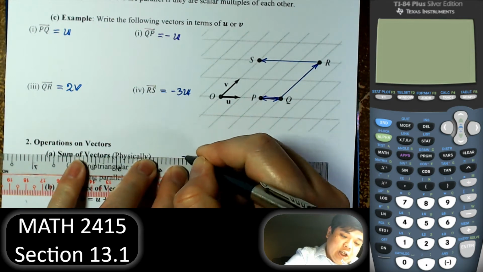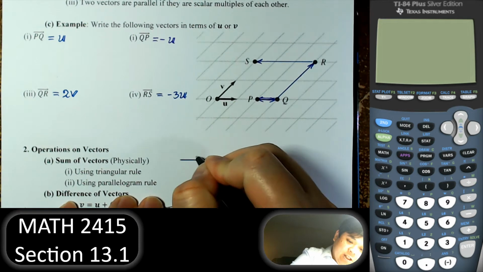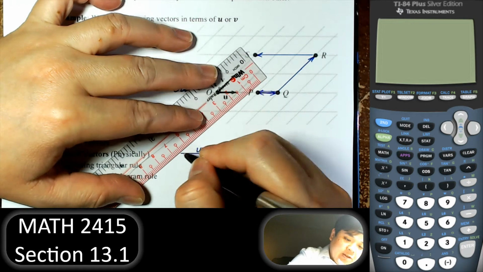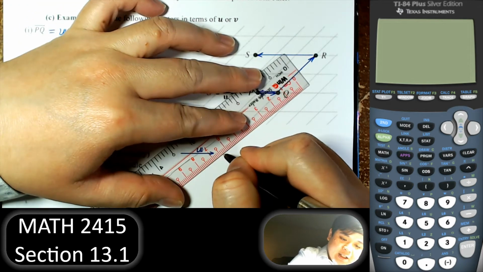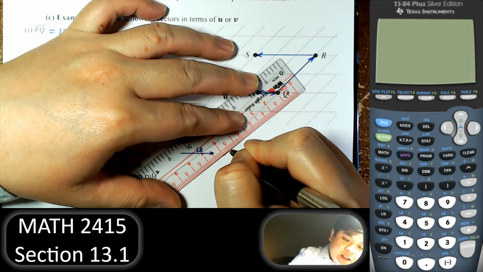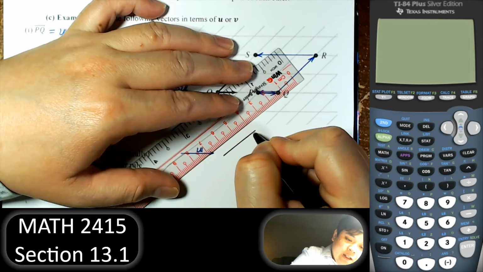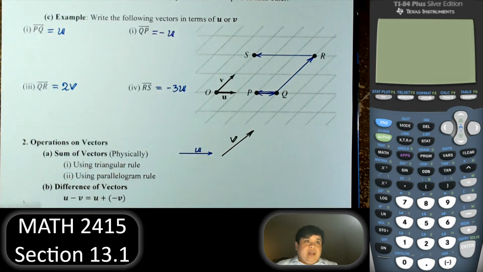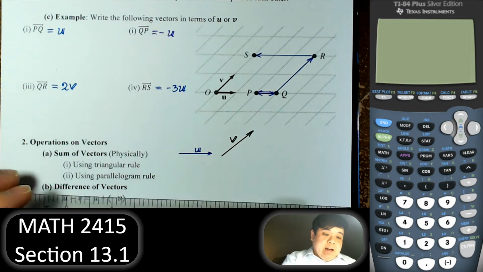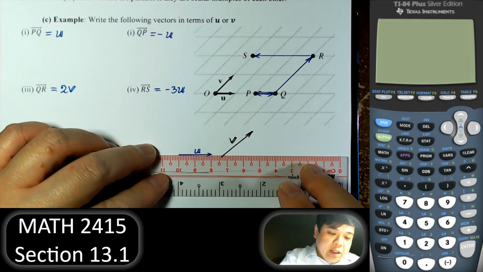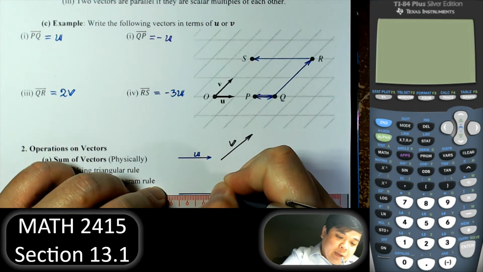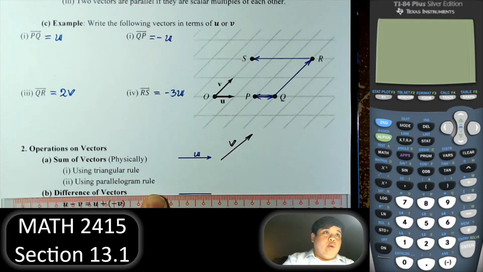Let's say we have vector U, horizontal like that, and then vector V like that. Now, when we add them, we just move the vectors as we want to. One way to do this is the triangle rule.